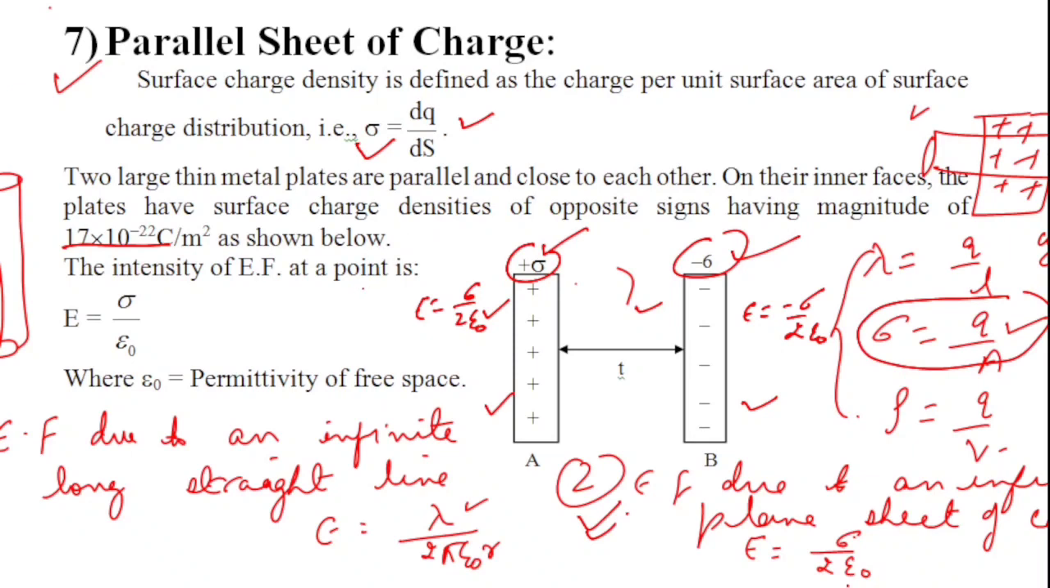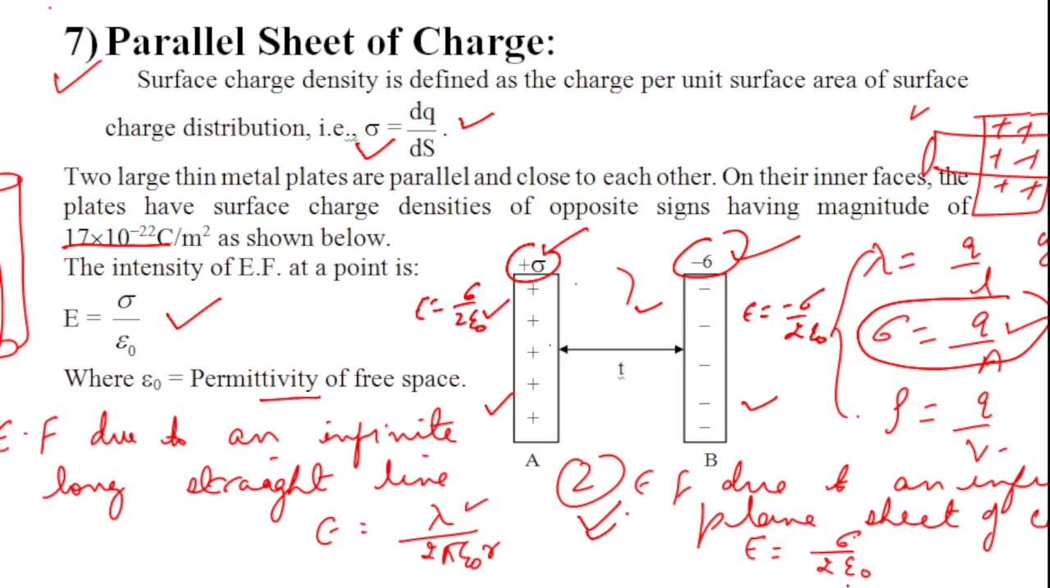Now, the intensity of electric field at a point between the two plates is given by sigma by epsilon naught, where epsilon naught is the permittivity of free space.